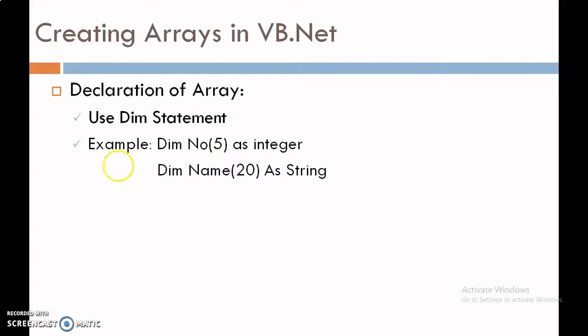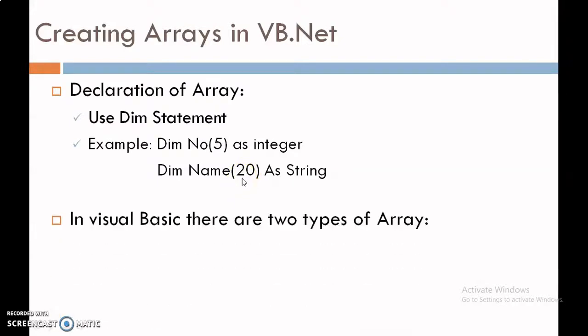In the second example, write Dim name 20 as String. Name is an array name which can store strings. It can store a total of 21 strings. This means the first string is stored at name of 0 and the last string is stored at name of 20. So the name variable can store 21 string data.